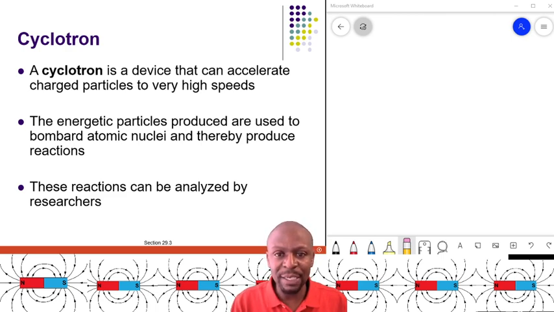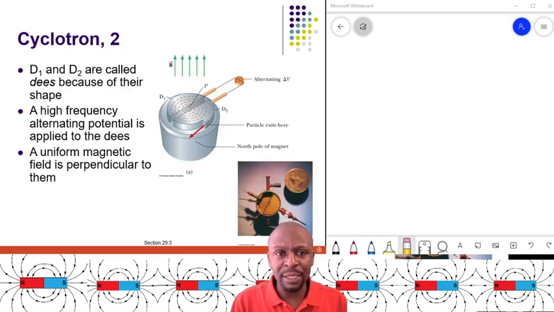The energetic particles produced are used to bombard atomic nuclei and thereby produce the reaction. Now, this reaction can be analyzed by nuclear physicists or nuclear engineers, so that they can actually study the structure of the nucleus of this particle. Now, in this case, this is what you are going to have.